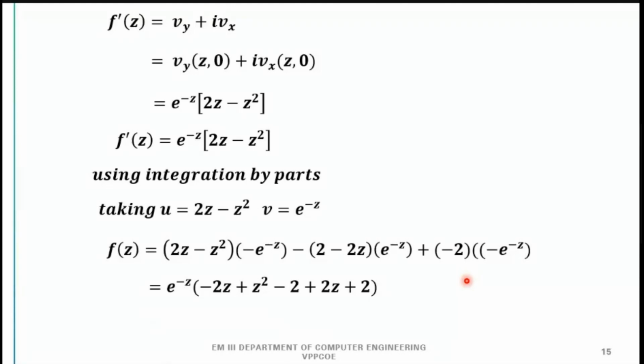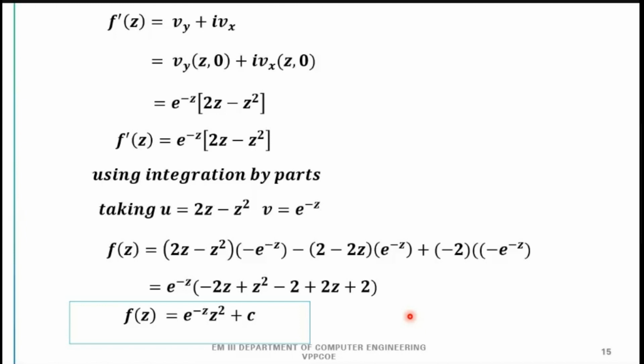Okay, so the answer is z square e raised to minus z plus c. So only z square will remain, right? Minus 2z cancels, 2 also cancels. So we get e raised to minus z into z square plus c. So don't try to adjust that term. It's up to you. You will get the same answer, but sometimes there is a possibility of making a mistake there.